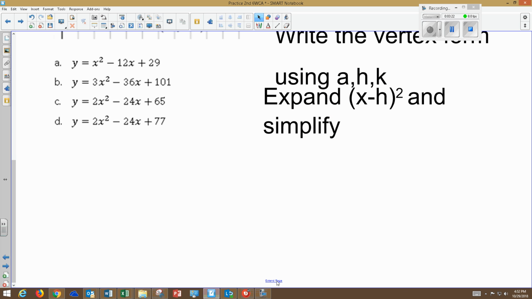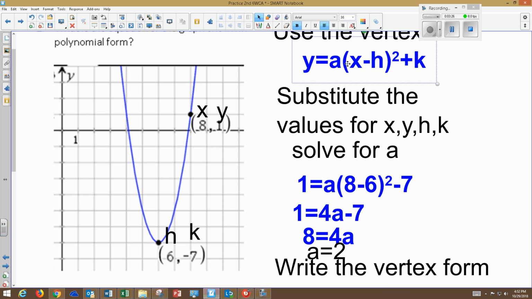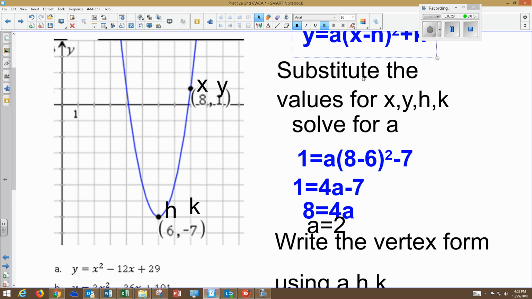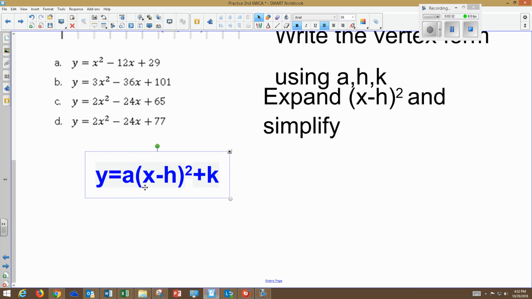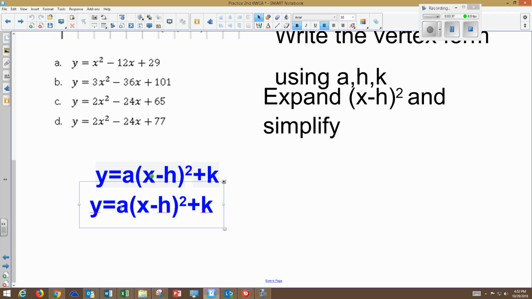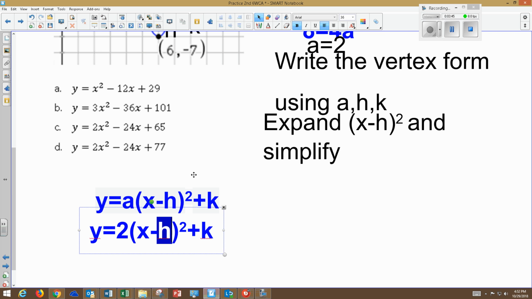So let's rewrite the vertex form. And I'm going to grab it again. This time I'm going to copy it. I'm going to rewrite this using our a value that now we know. We know that a is 2. We know that h is 6. And we know that k is -7.